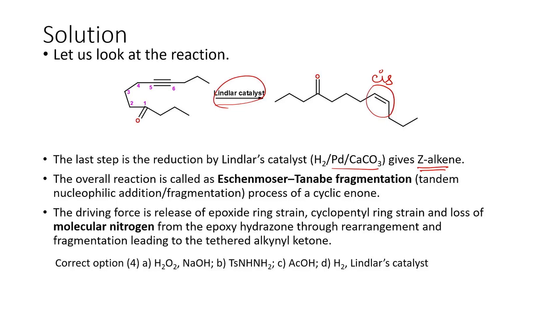So the overall reactions, all the four reactions, we started off with the alpha beta unsaturated carbonyl compound giving another alkenic ketone. This particular reaction is called the Eschenmoser-Tanabe fragmentation reaction. Basically this is a tandem nucleophilic addition and fragmentation reaction. Starting from the cyclic system, we end up with the open chain system.